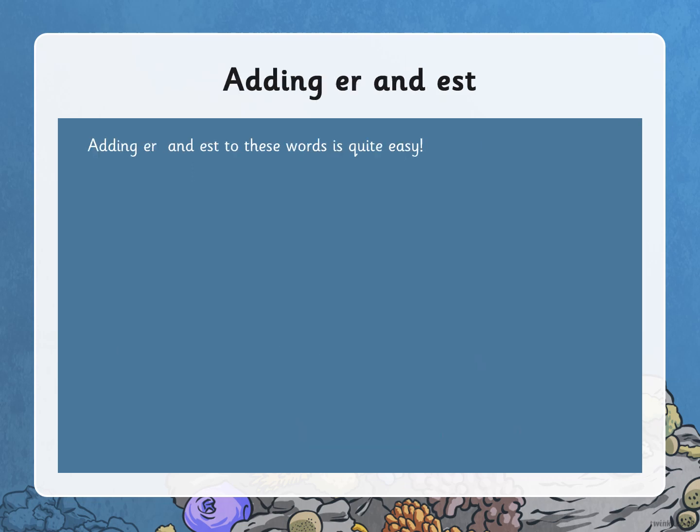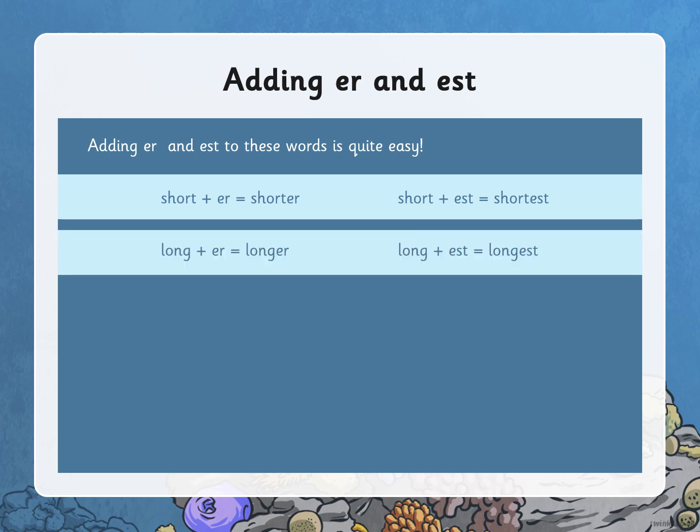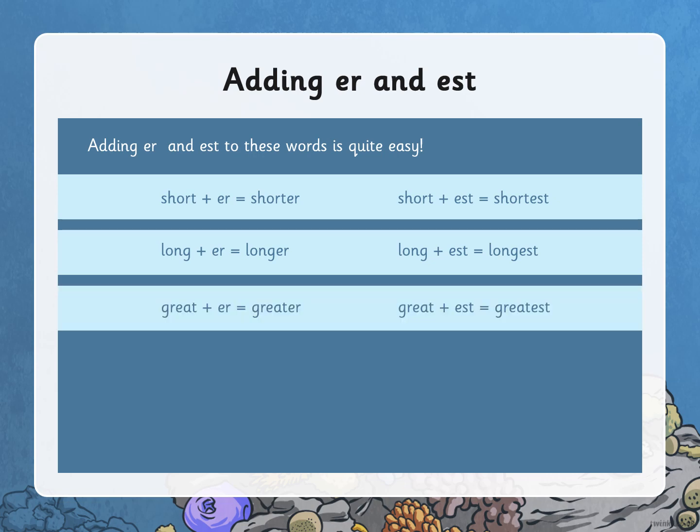So let's have a look at the rules for adding the ER and EST suffix. Adding the ER and EST suffix to these words is quite easy. So for the word short, if you add the ER suffix, it becomes shorter. If you add the EST suffix, it becomes shortest. The word long with the ER suffix is longer. The word long with the EST suffix is longest. For the word great with the ER suffix, it's greater. With the EST suffix, it's greatest.